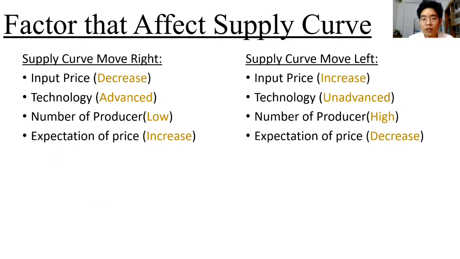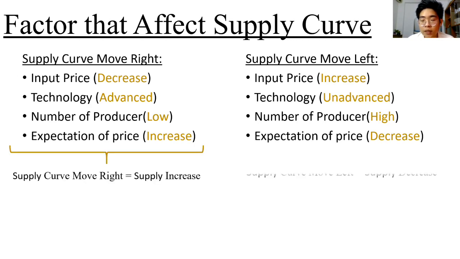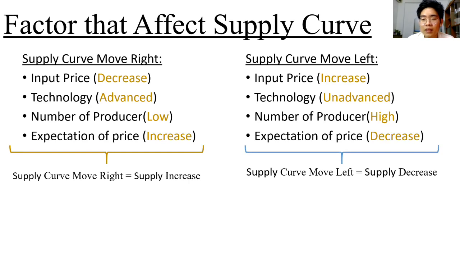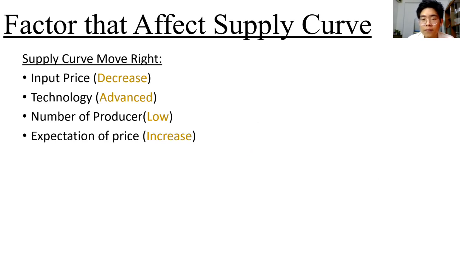The next is the factors that affect the supply curve. Factors that affect the supply curve are input price, technology, number of producers, and expectation of price. When the supply increases, the supply curve will move to the right, while when the supply decreases, the supply curve will move to the left.